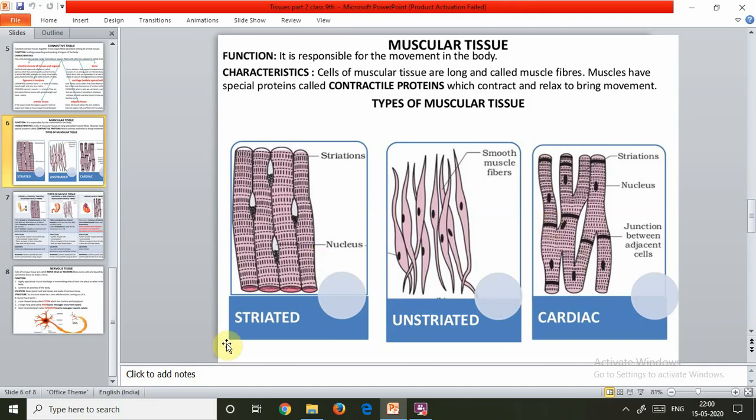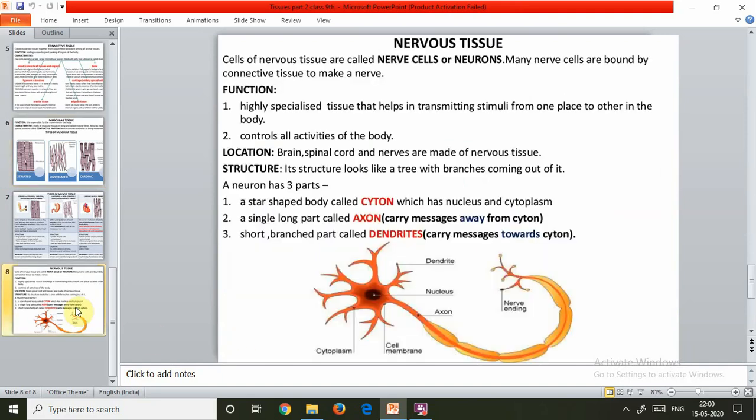Okay, now we'll talk about the last one, that is the nervous tissue. The cells of the nervous tissue are called nerve cells or neurons. Many nerve cells are bound by connective tissue, and this connective tissue combines together to make a nerve. And the nerve, you all know, is the longest cell in our body. So the nervous tissue is a tissue which is specialized to transmit messages within our body.